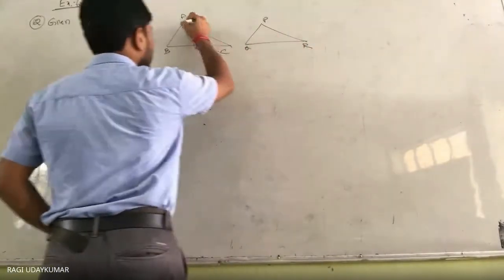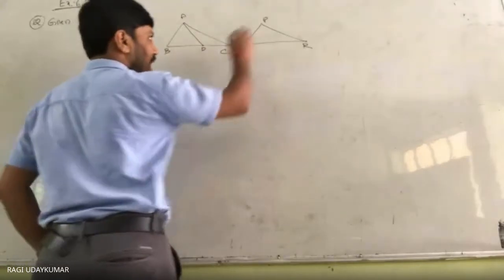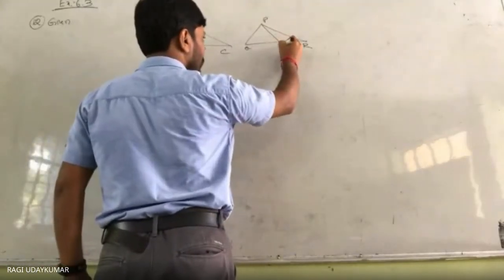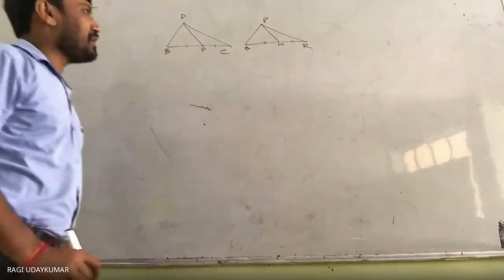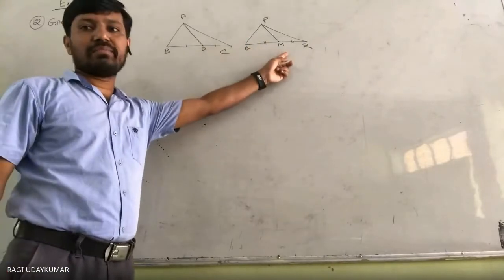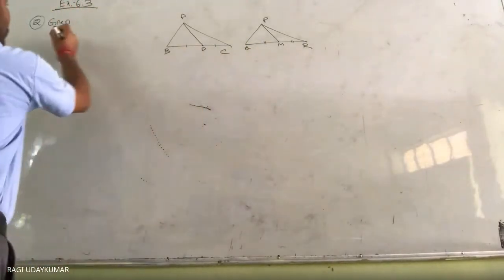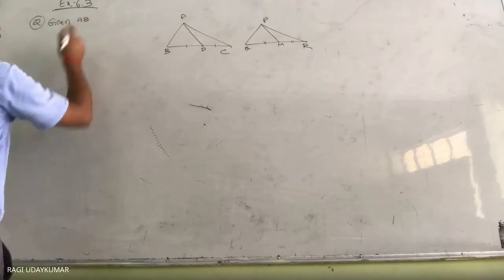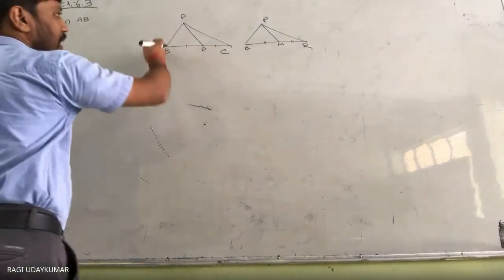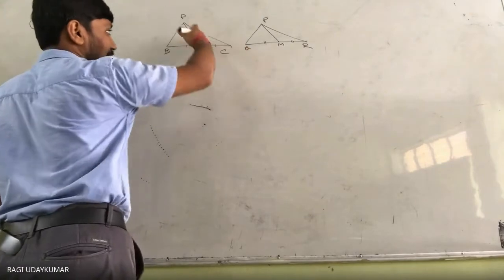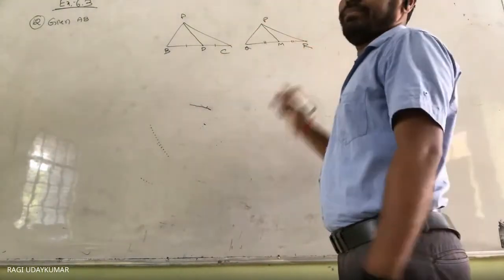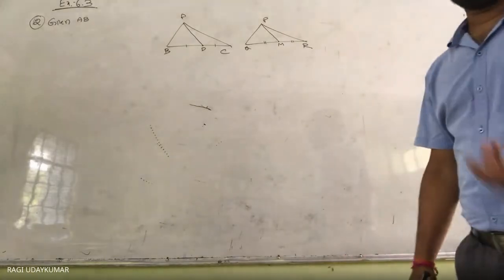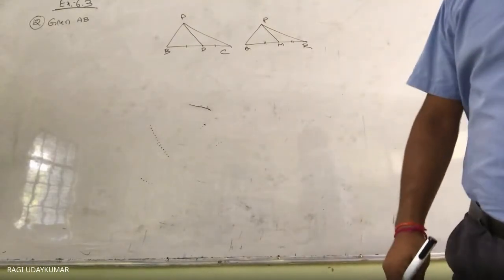Here AD is the median, and here PM is the median. Median is nothing but this is equal to this one, and this is equal to this one. Either D is the midpoint, or M is the midpoint. So what is given to us here? Given that AB, BC, and AD are proportional to PQ, PR, and PM. This is the thing given to you. Okay, did you understand?